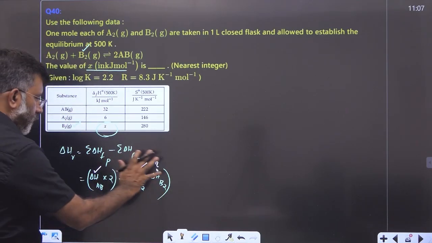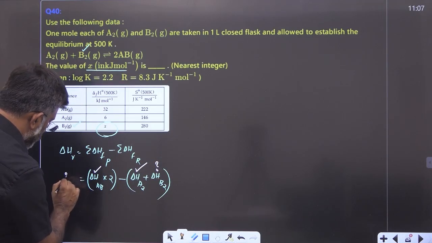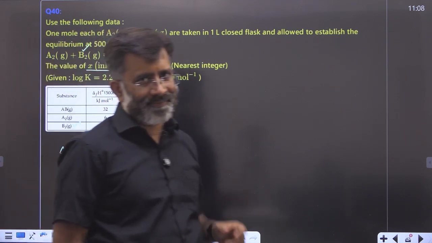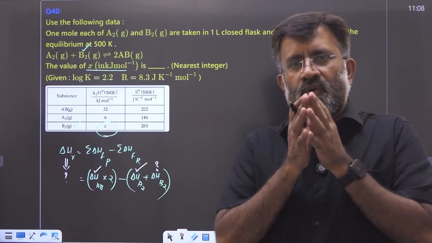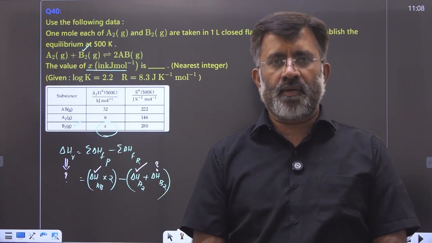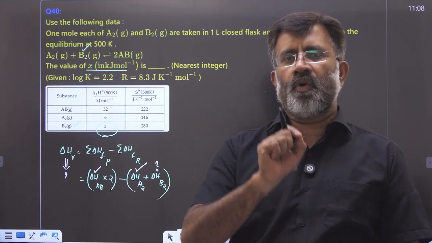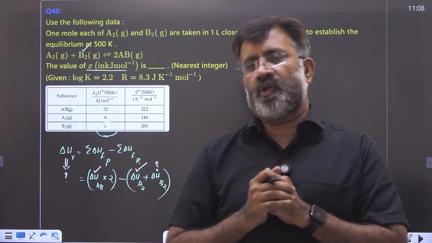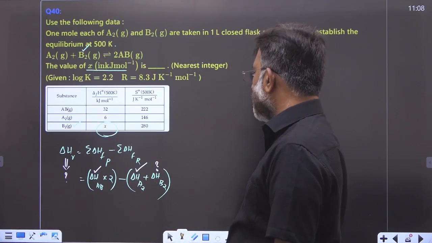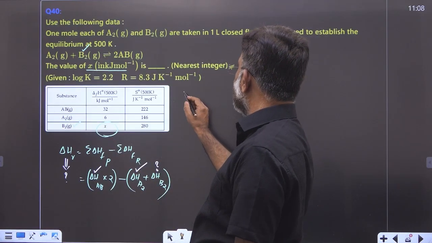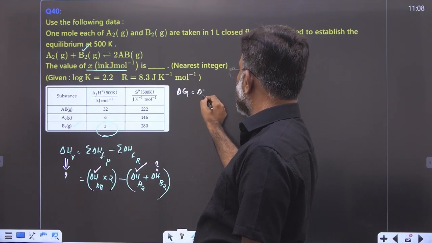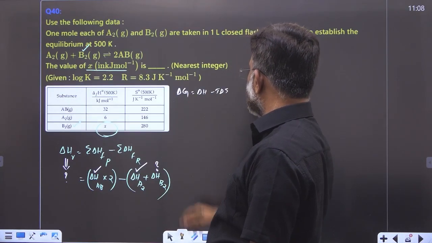So that means if you want to get this, you need to know what this is. You need to get the enthalpy of reaction. Fine. So to get the enthalpy of formation of one of the reactants, that is B2, you must know the enthalpy of reaction. That you can get. If you get this, you get this. To get that, you can apply the equation. What equation? Delta G equals delta H minus T delta S.